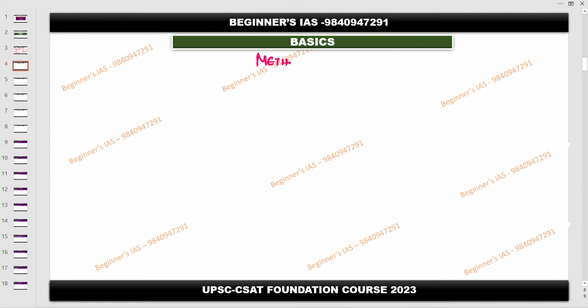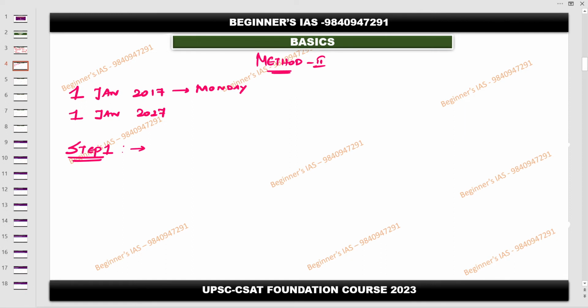Okay, wait, let me do method 2. This is method 2. Now listen carefully. Same question. 1st January 2017 to 1st January 2027. So this is Monday. What is the first step? You need to identify the difference in the years. This is the simplest method. Find the difference. What is the difference? 10 years.